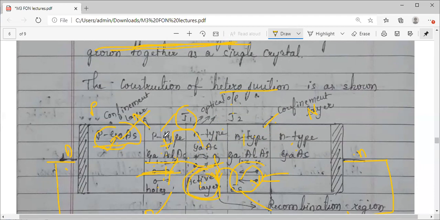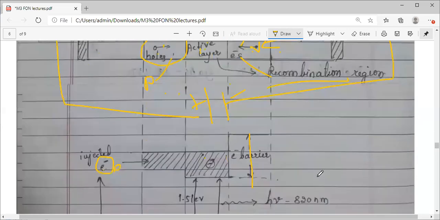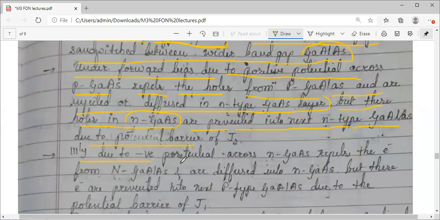So how are these two confinement layers helping you? They are making the electrons and holes, which are the majority carriers, here the holes are majority carriers, they will be moving into the active region, and electrons from here will move into the active region. So they are getting confined. They are restricted there. That's why they call them confinement layers. Okay. Across the, you can see similarly.